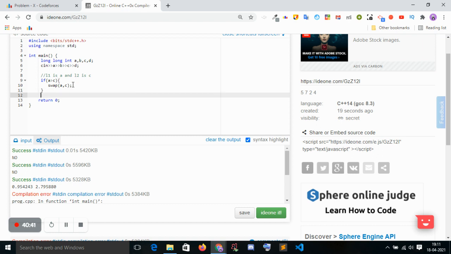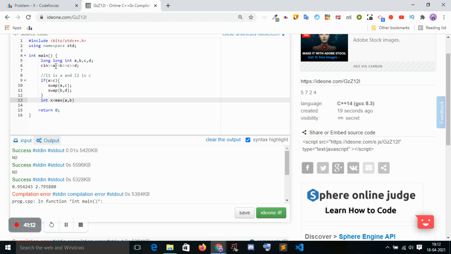So swap A comma C and swap B comma D. Whatever the numbers are, it will always make A and B smaller than C comma D. So I will try it. First, int x is equal to max A comma C.